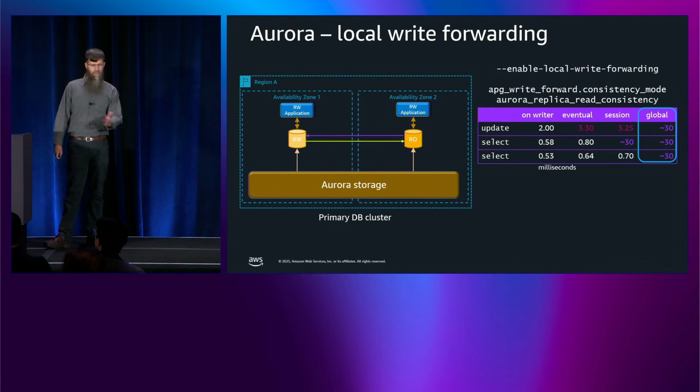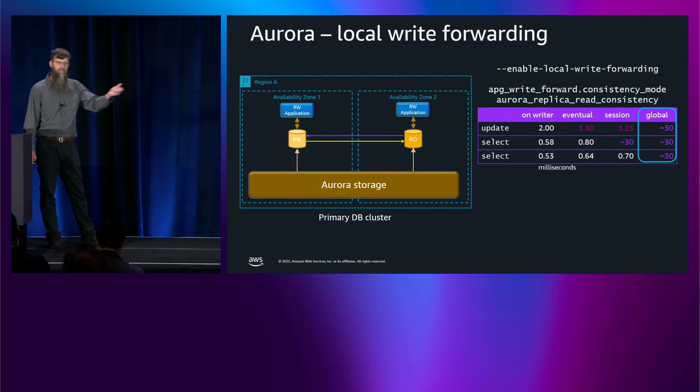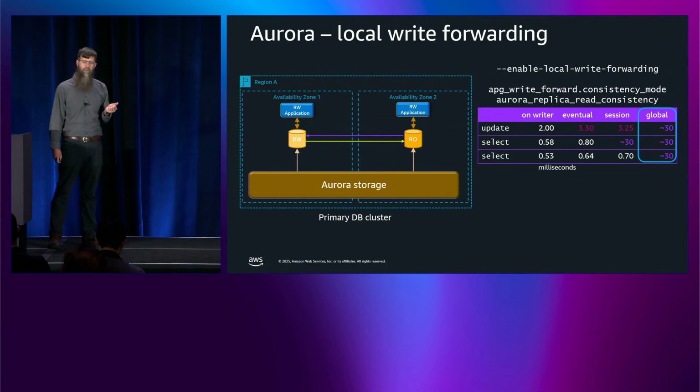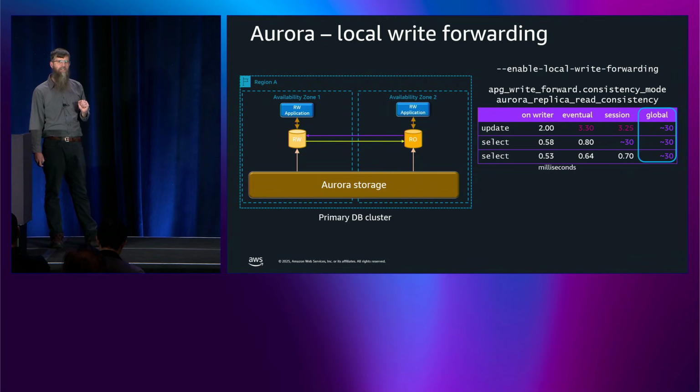The other option, the extreme other end, is global consistency, right? Where you always wait for everything that's happening in the whole cluster. So you can see that the first update took quite a while because we had to wait for things to come back, and then the selects, they all took the same amount of time too. So write forwarding is useful, but you've got to watch out for your consistency model. So we can extend that.